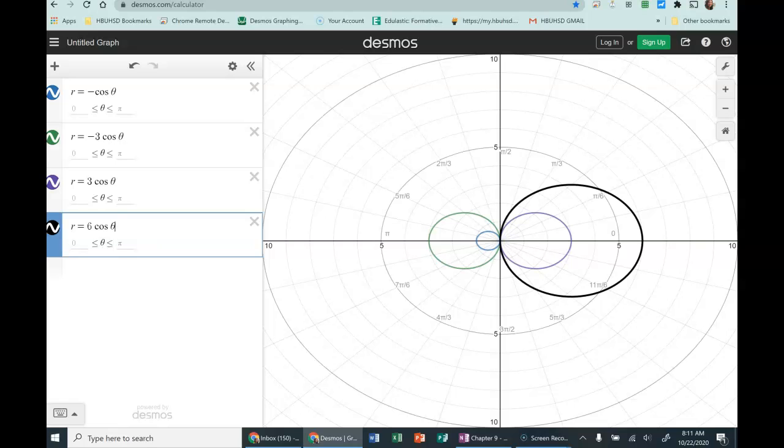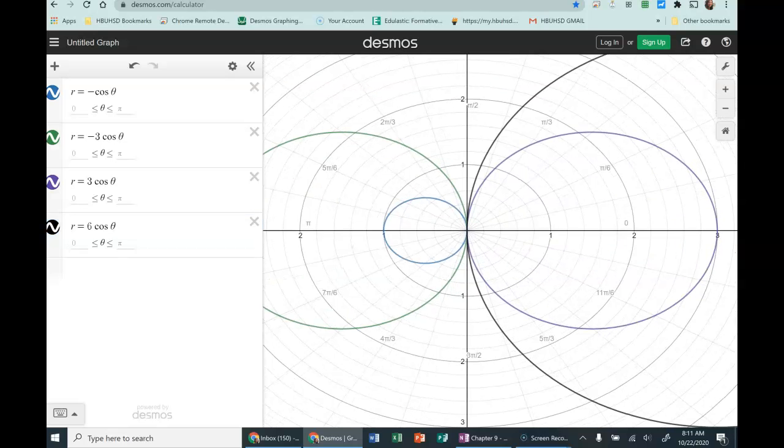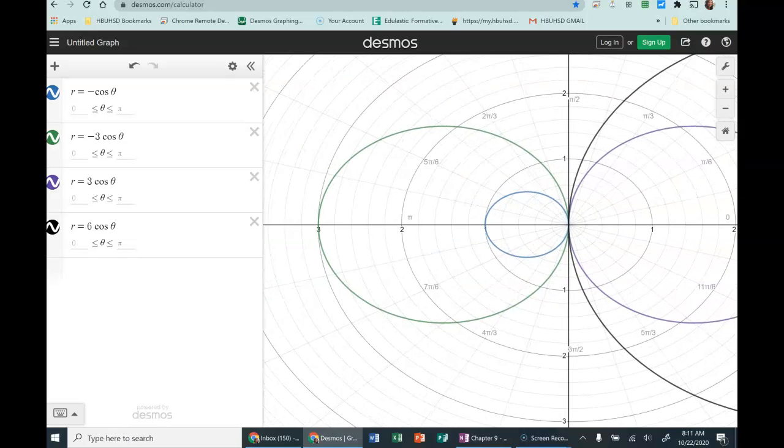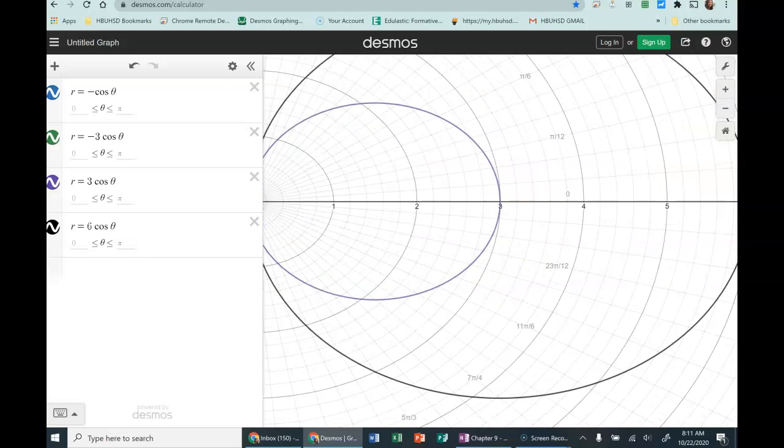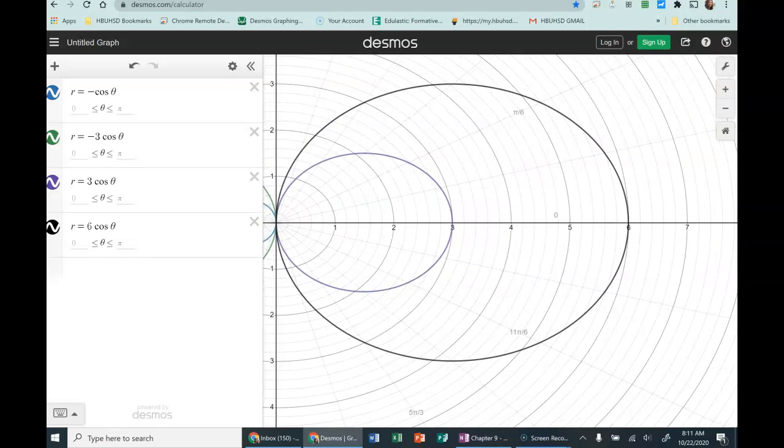Looks like they're all circles, okay? And then the radius: the blue one has a radius, not a diameter. The radius is going to be half of a unit. The diameter looks like a full unit, but the radius is only half. And then the green one, the diameter is 3. And then the purple one, the diameter is 3, but it's on the right side because your value 3 is positive. And the black one has a diameter of 6 units, and it's on the right side.